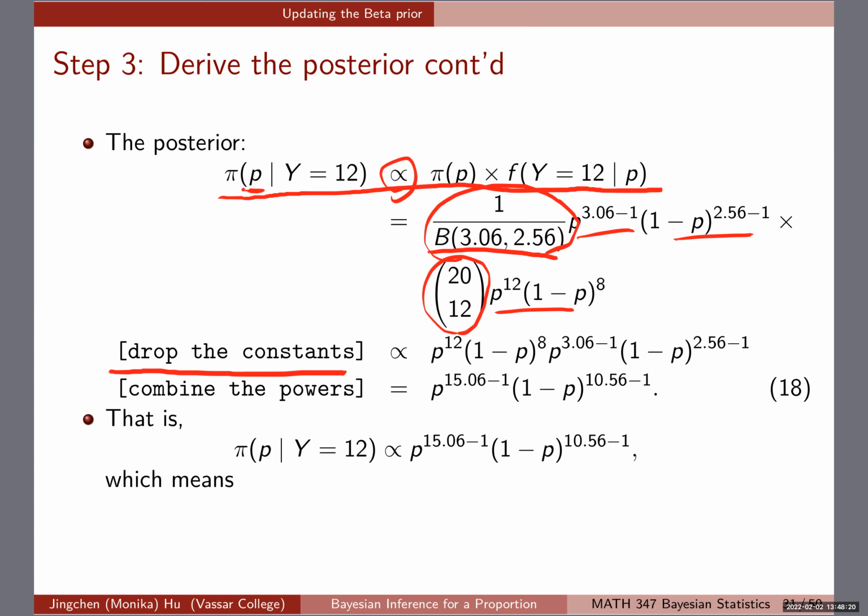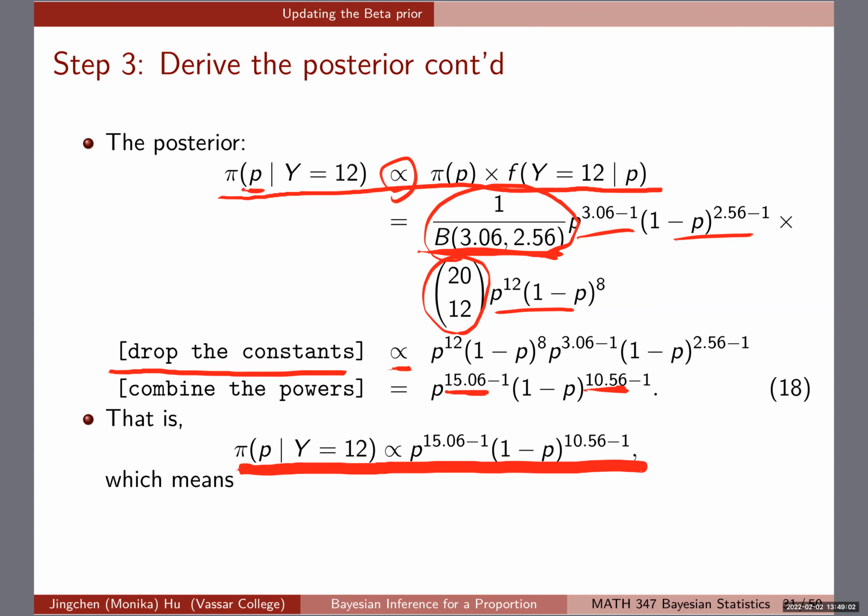So they go into the proportional sign, and all we have to do is combine the powers. So we're going to get P to the power of 15.06 minus 1, and then 1 minus P to the power of 10.56 minus 1. So everybody kind of agrees at this point, okay? So combining the powers gives out those two values. Now what's new here, I guess, is recognizing this 1 over b, the beta function, as well as the choose function, both of them are constants in terms of P. So they can go into the proportional sign as well. So at the end of the day, if we put everything into the proportional sign as constants, this is what we're going to have.